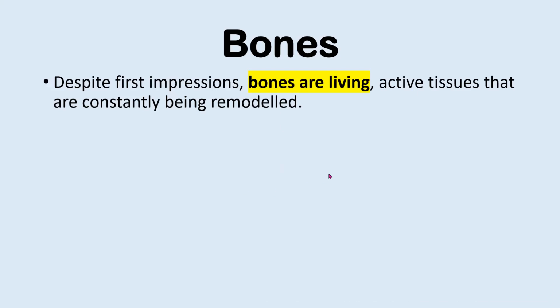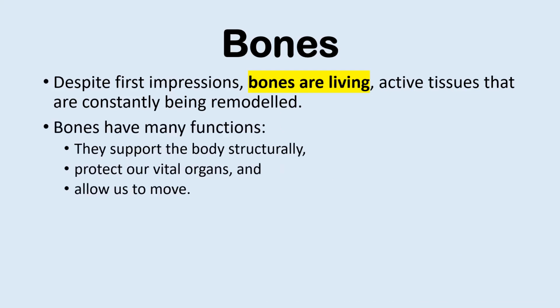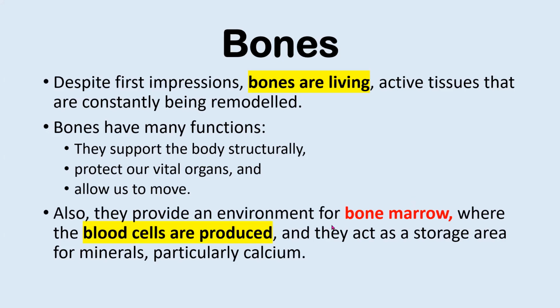So bones are actually quite the living, active tissue. It's constantly being remodeled. It means that it's being broken down and replaced, and new bone is constantly being made. So what do the bones do? They support our body structurally. They protect our vital organs. So, for example, in the chest, you've got the heart and the lungs being protected. They allow us to move. Without the bones, it'd be impossible.